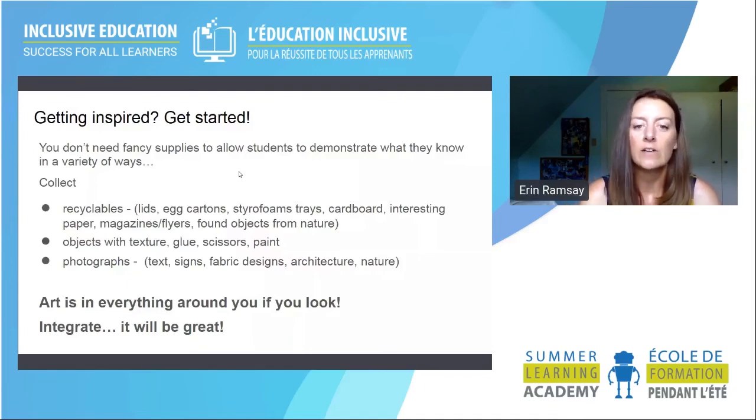You'll be amazed how many egg cartons you might be able to get, or styrofoam trays. Collect pieces of cardboard, interesting pieces of paper. Like, if you get a gift in a gift bag, that can be cut up. That's beautiful paper that can be reused. Go to yard sales and look for magazines, interesting found objects from nature for your fossil topic. Just start collecting stuff, anything with texture, and take lots of photographs. You can take photographs of things you find, like text and signs and fabric designs, architecture, things in nature that you then use with your class.